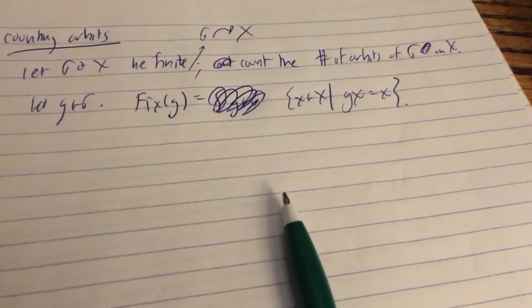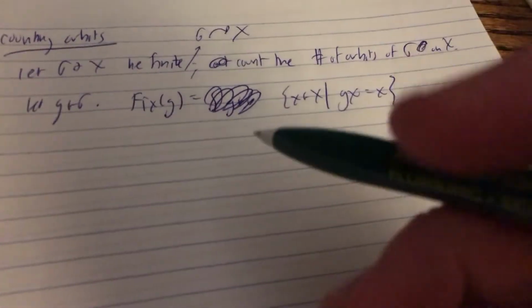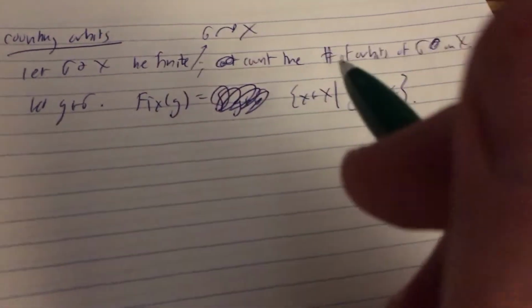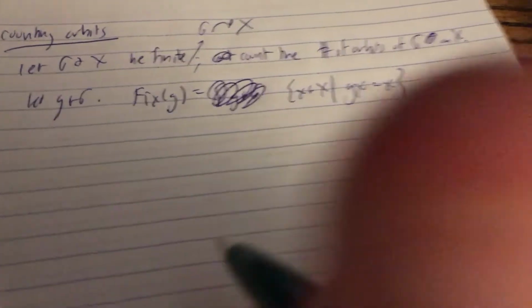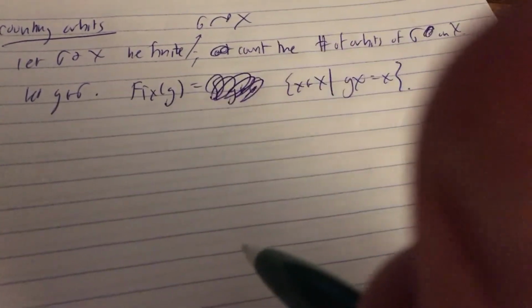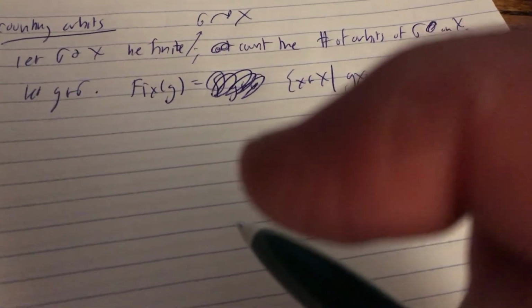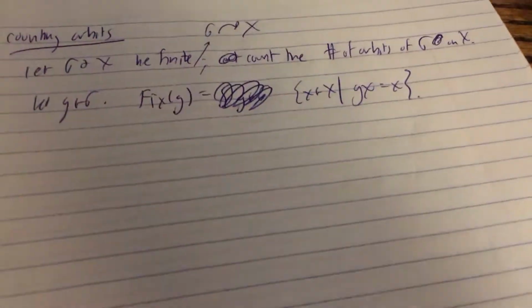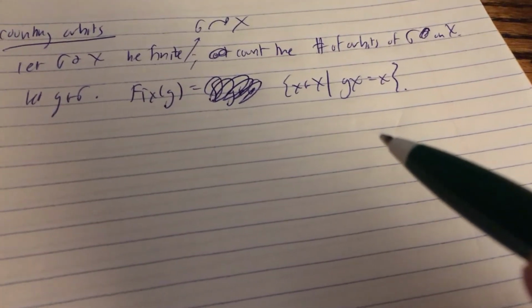Okay, so as before, in examples, that's a computable thing. And now we're going to make a formula for the number of orbits in terms of this data, these sets Fix(g). So yeah, that's great. So now we can consider the set. So let's consider the set.